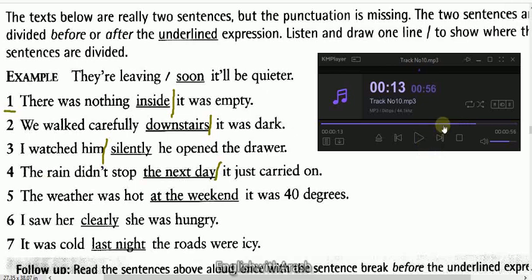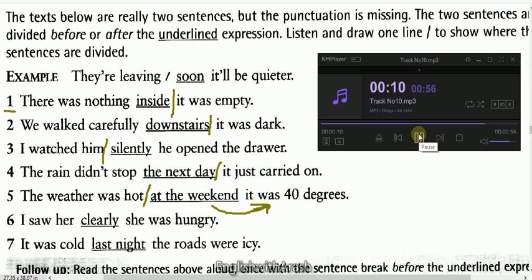Listen to number 5. The weather was hot. At the weekend it was 40 degrees. The weather was hot. At the weekend it was 40 degrees. So at the weekend is for this part now. 40 degrees is for at the weekend. Yes, it's after hot, it's before at the weekend.